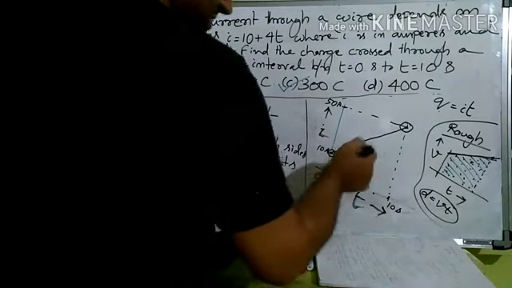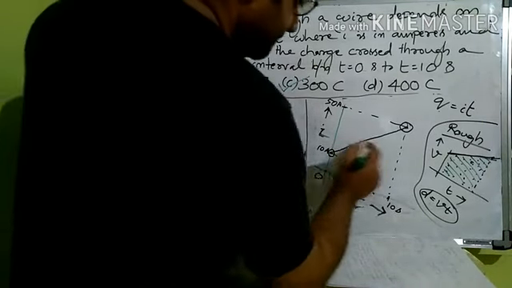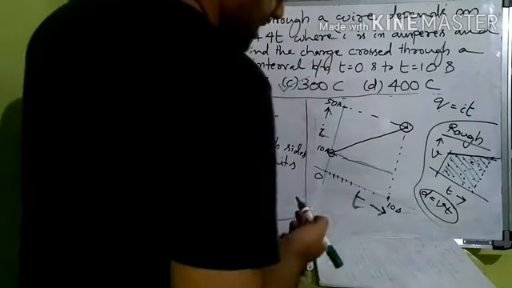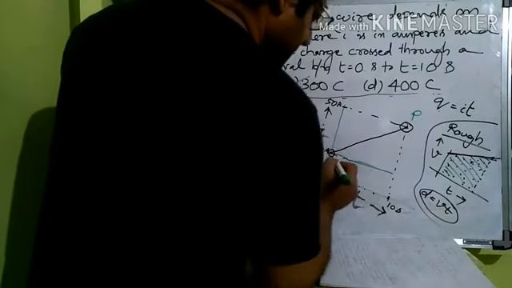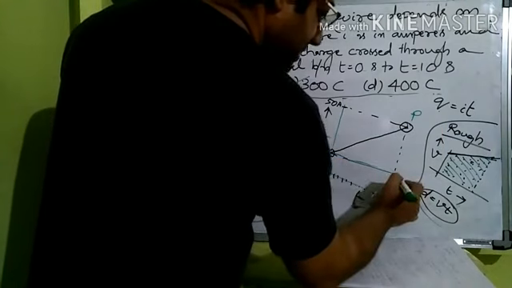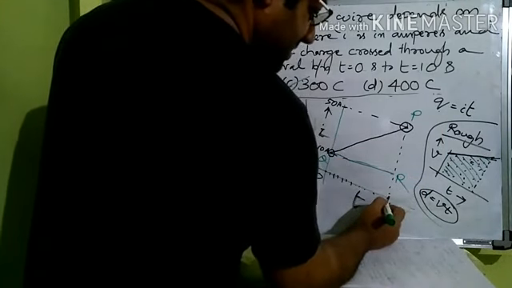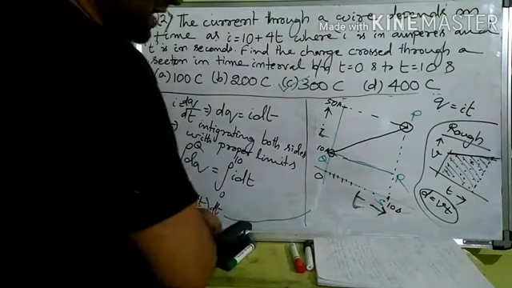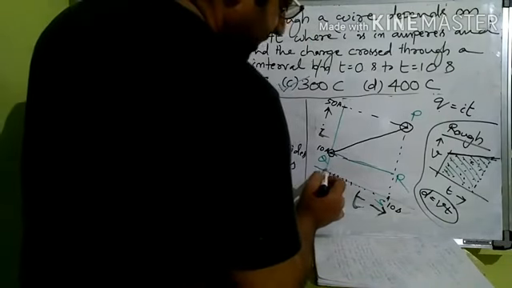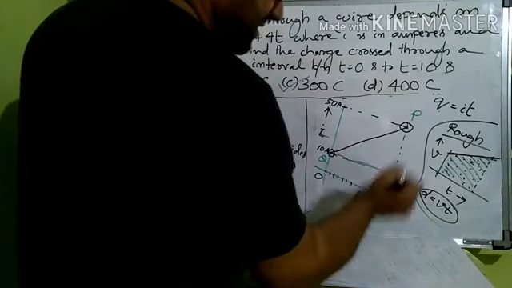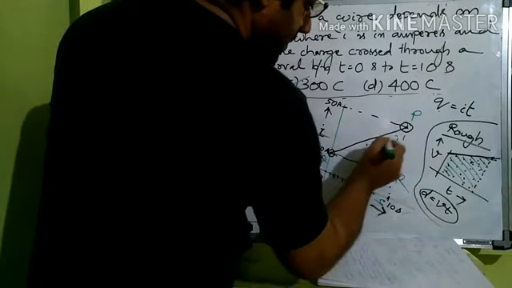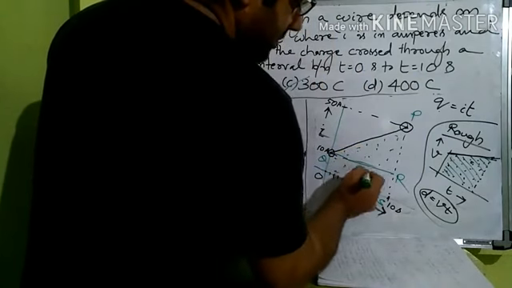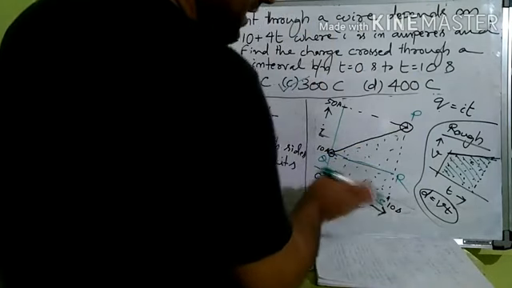So the area under this should give the charge. Now the area under this is equal to how much? Let us take some names. Let us say this is P, this point's name is Q, this point is R, and this point is S. Now the area of the quadrilateral OQPS will give me the charge, the total area under the graph till the x-axis.